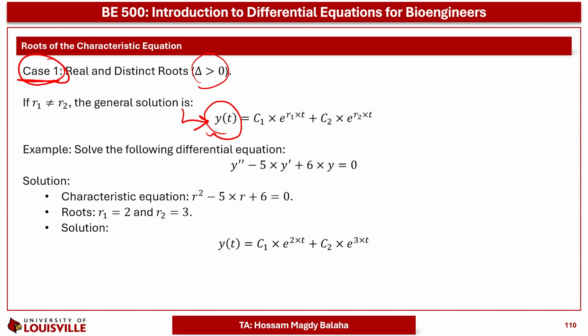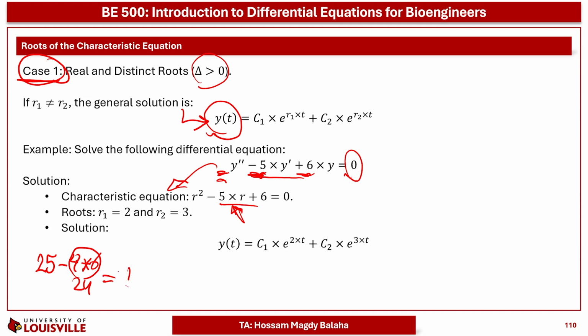Let's get an example. We have a differential equation, homogeneous, with constant coefficients. So we can use the characteristic equation to solve it. How? Simply substitute in the characteristic equation. A is 1, B is negative 5, C is 6. Substitute. Based on that, get the discriminant, which is b squared minus 4ac. B squared is 25, minus 4ac: 1 multiplied by 6 is 24. So 25 minus 24 is 1, above 0. So we are in case 1.